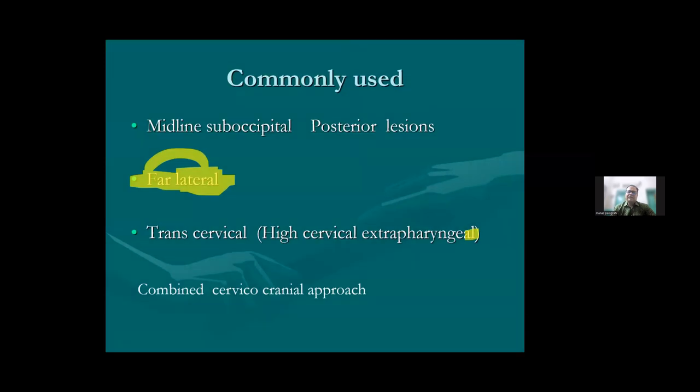So the commonly used approaches are, for posterior lesions, a midline suboccipital approach. For anterior intradural lesions, one has to do a paralateral approach. For anterior extradural lesions, a high cervical extrapharyngeal approach. And whenever there is a combination of extra and intradural lesions, because the lesions go into the neck, a craniocervical approach is helpful.